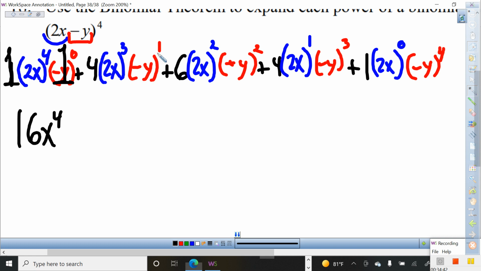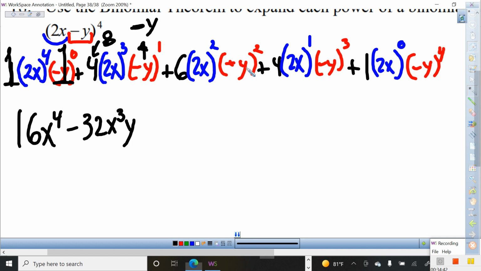Next, negative y to the 1st is still negative y. Why do I write it up here? Because look, I need to use this negative when I multiply all the numbers at the end. So let's see. What is 2 to the 3rd power? 2 times 2 times 2 is 8. What is 8 times 4? 32 times the negative, negative 32, x to the 3rd, and y to the 1st.